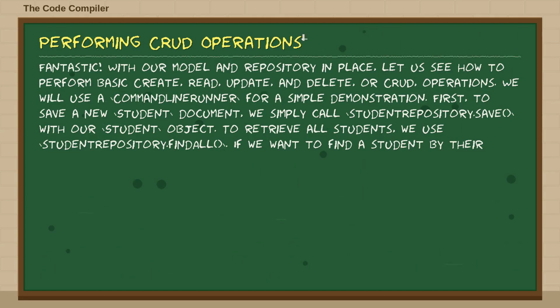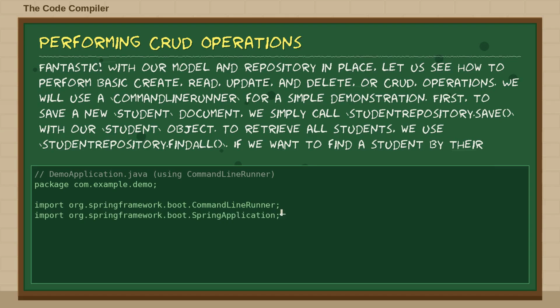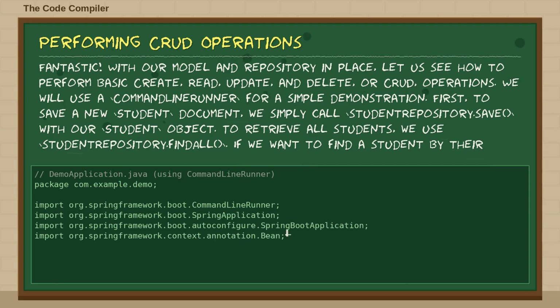To update a student, we retrieve it, modify its properties, and then call save again. Finally, to delete a student, we use studentRepository.deleteById. See how intuitive and straightforward Spring Data MongoDB makes database interactions?